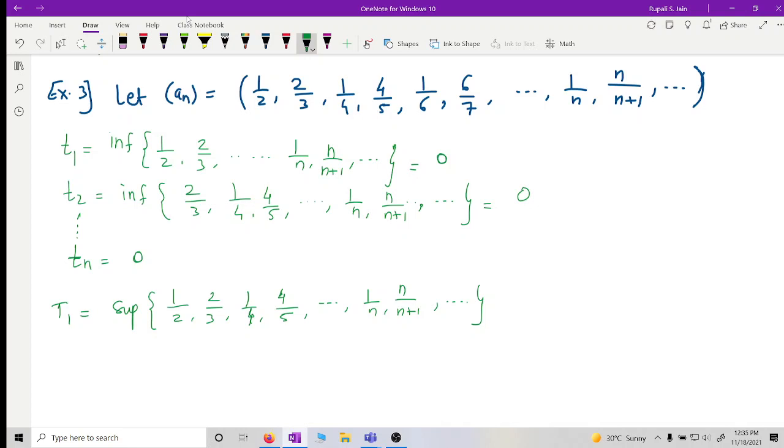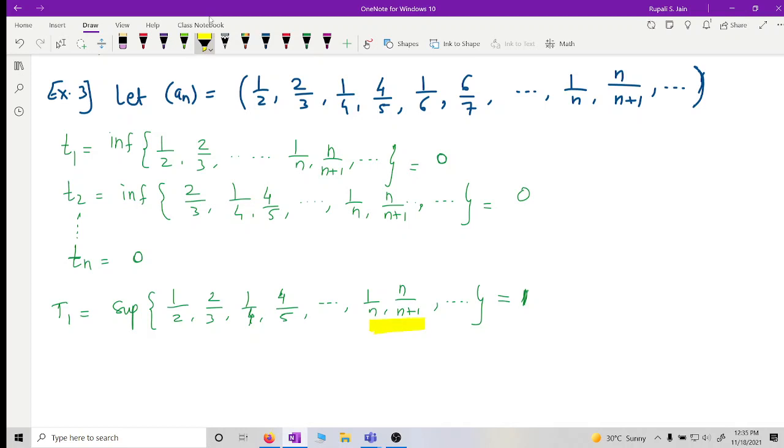If we take the limit of n upon n plus 1, divide numerator and denominator by n, we get 1 upon 1 plus 1 by n, so 1 will be obtained. Are you getting this? One. It will be 1. You can check here with this.